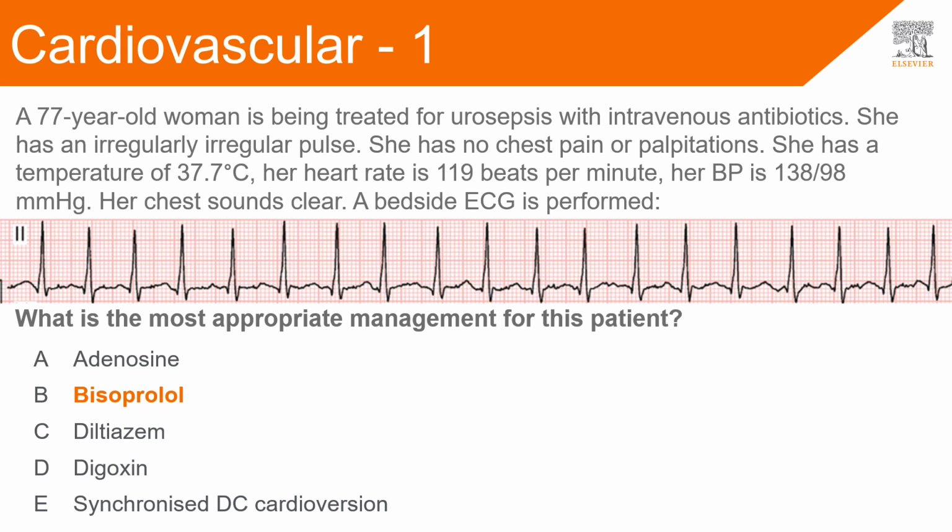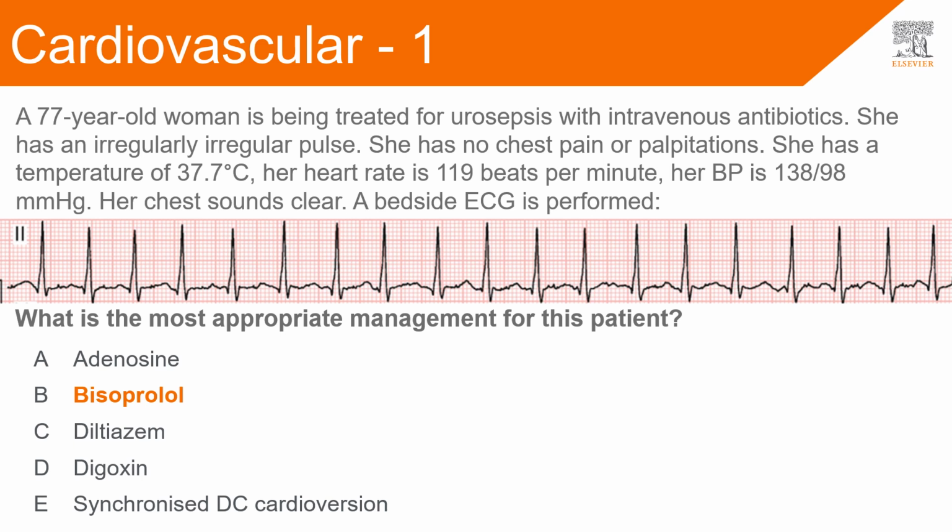Now, in this particular patient, this 77-year-old female being treated for urosepsis, rate control is preferred for a number of reasons. Number one, the patient has no symptoms directly attributable to the AF. She denies chest pain, she denies palpitations. This suggests the arrhythmia may have been present for an unknown duration, but we suspect urosepsis could be the trigger.